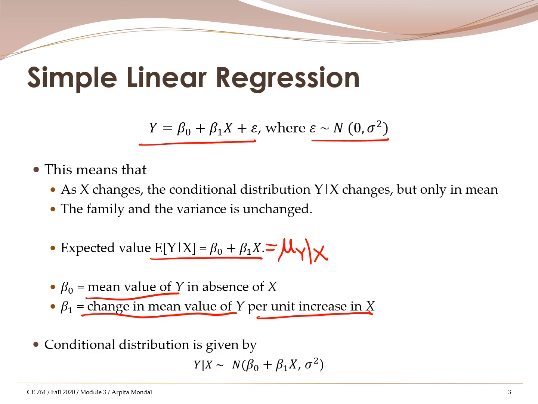And of course, the conditional distribution, the conditional random variable y given x, itself is normal. We know that the mean, mu y given x, is beta naught plus beta 1 times x. So we can plug that in for mu y given x, and the variance sigma square remains constant. So the mean, the expected value, is a function of x, whereas the variance is constant, homoscedastic. So this is the summary of simple linear regression.